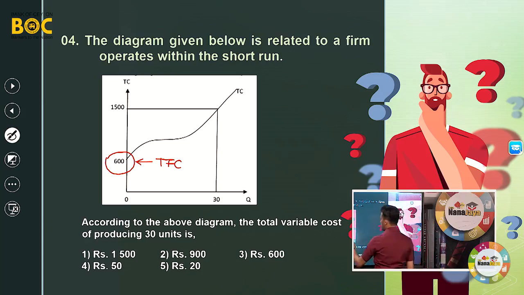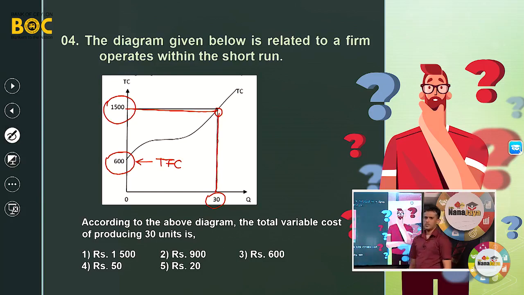And then according to this diagram, when the level of output is 30, when we move along the total cost curve and identify the corresponding value, the total cost of producing 30 units is 1500 rupees. We learned that the short run total cost comprises two components, the short run total variable cost and the short run total fixed cost. When the firm is producing 30 units, the firm has to incur a total cost of 1500 rupees. We already identified that the fixed cost of this firm is rupees 600.